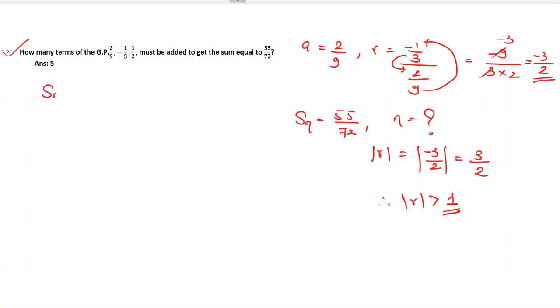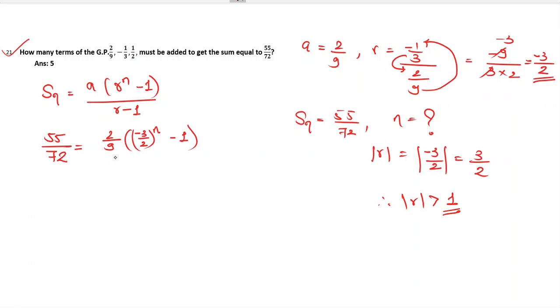So the sum of n terms is equal to a bracket r raised to n minus 1 upon r minus 1. Sum of n terms is 55 by 72. First term a is 2 by 9. Bracket r raised to n. R is minus 3 by 2, raised to n we don't know. Minus 1. The whole upon r, minus 3 by 2 minus 1.